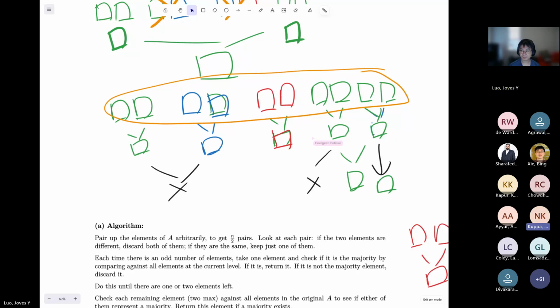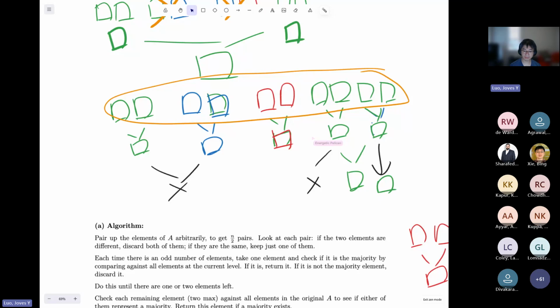Hey, Jovis. So are we allowed to be a little bit ambiguous in the algorithm part, like when you say pair up the elements of A arbitrarily, or take one element and check if it's the majority, because that doesn't affect the final solution, regardless of how you do those?